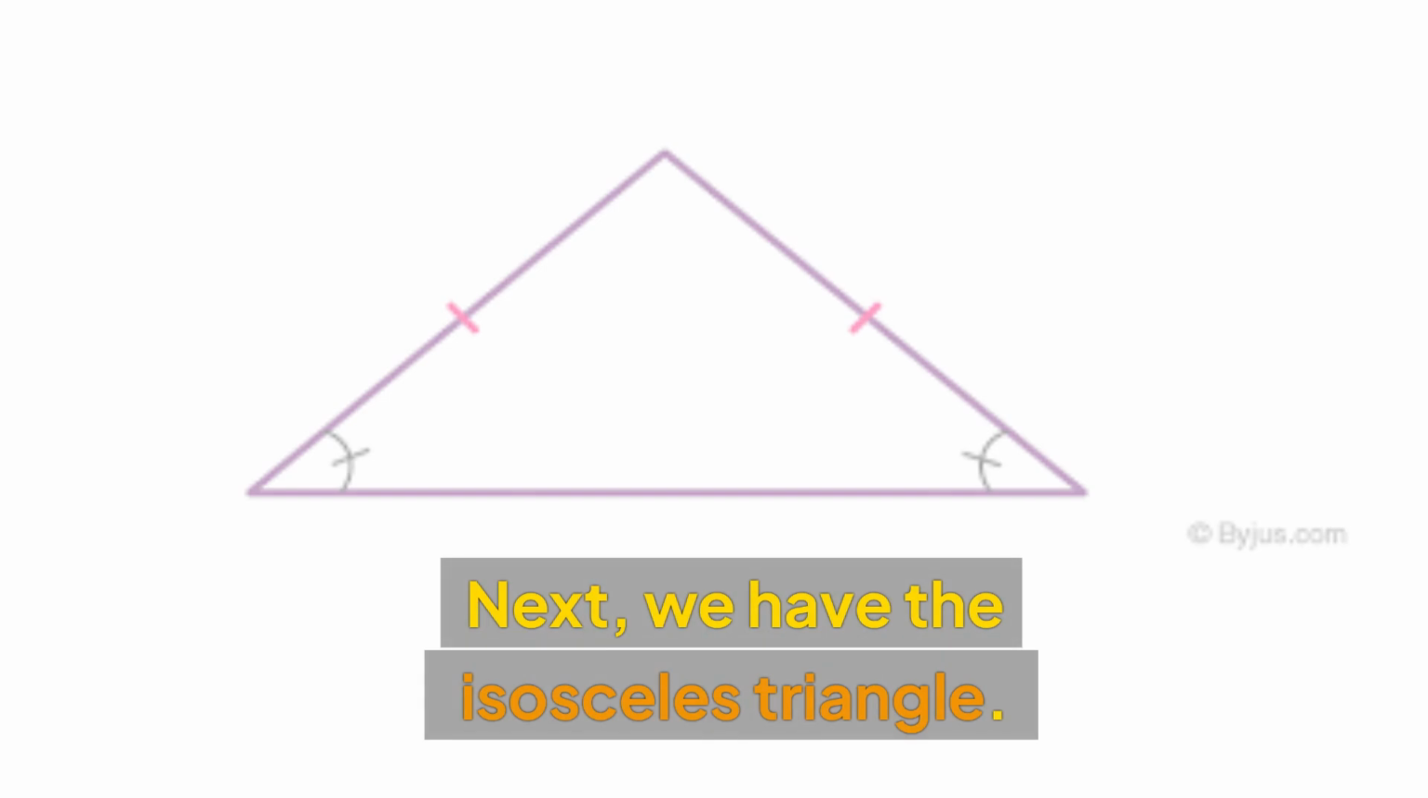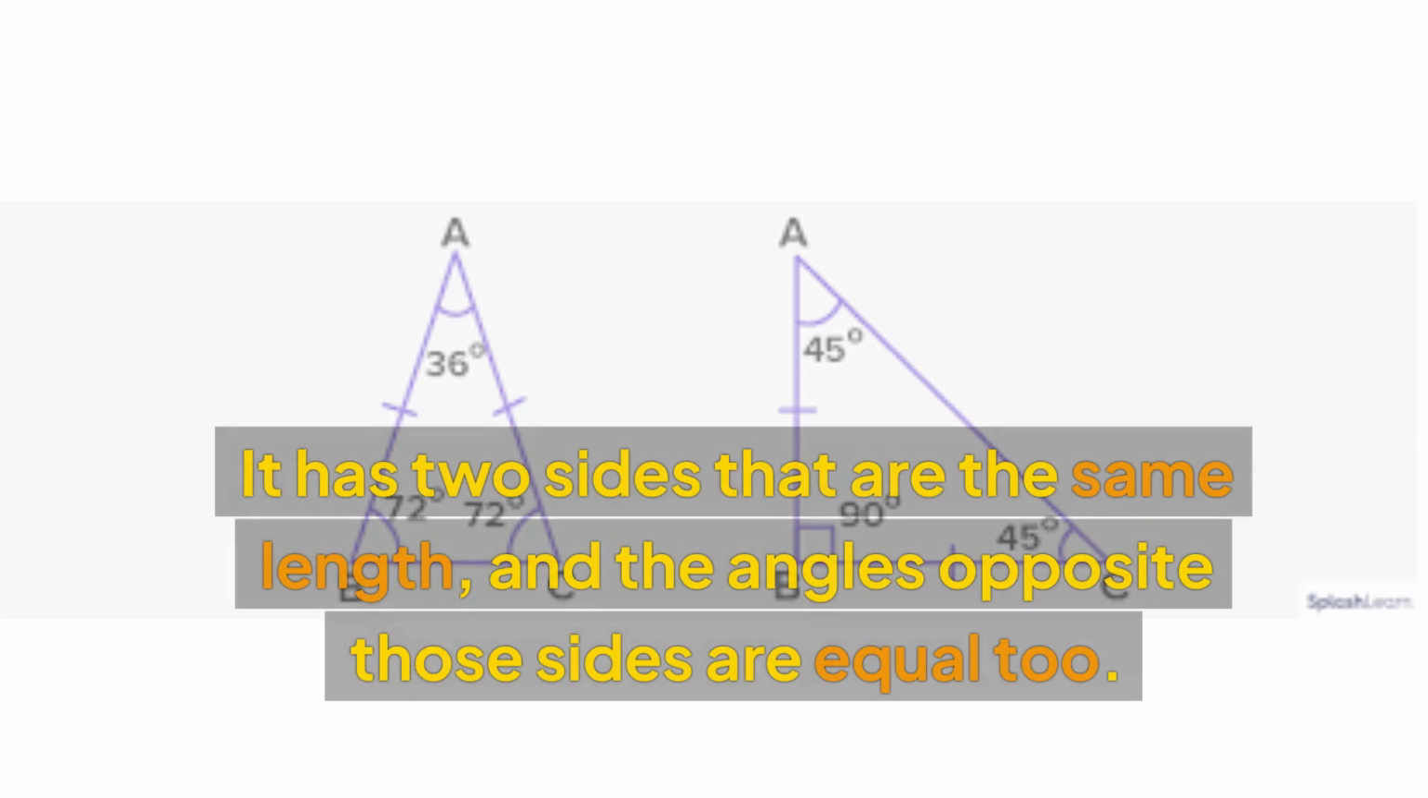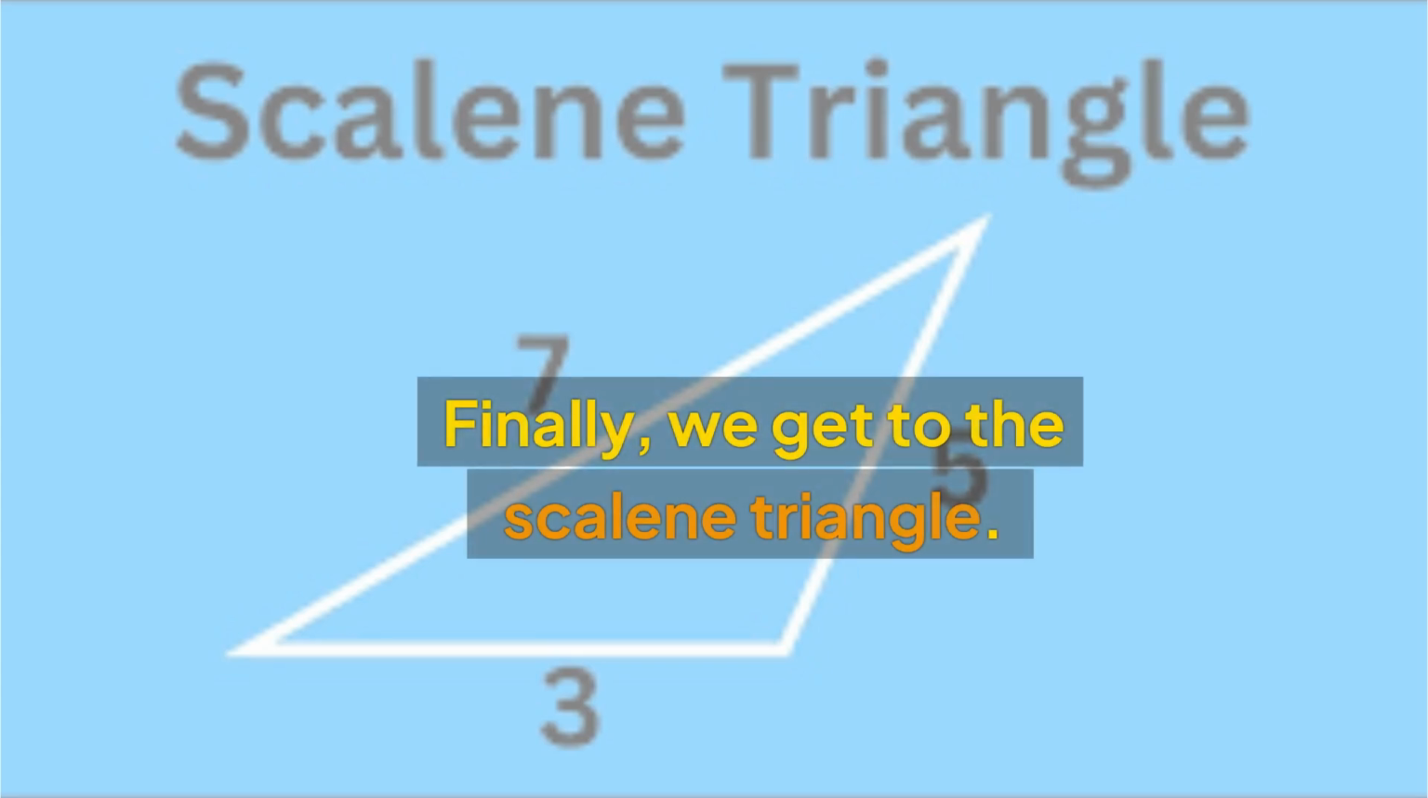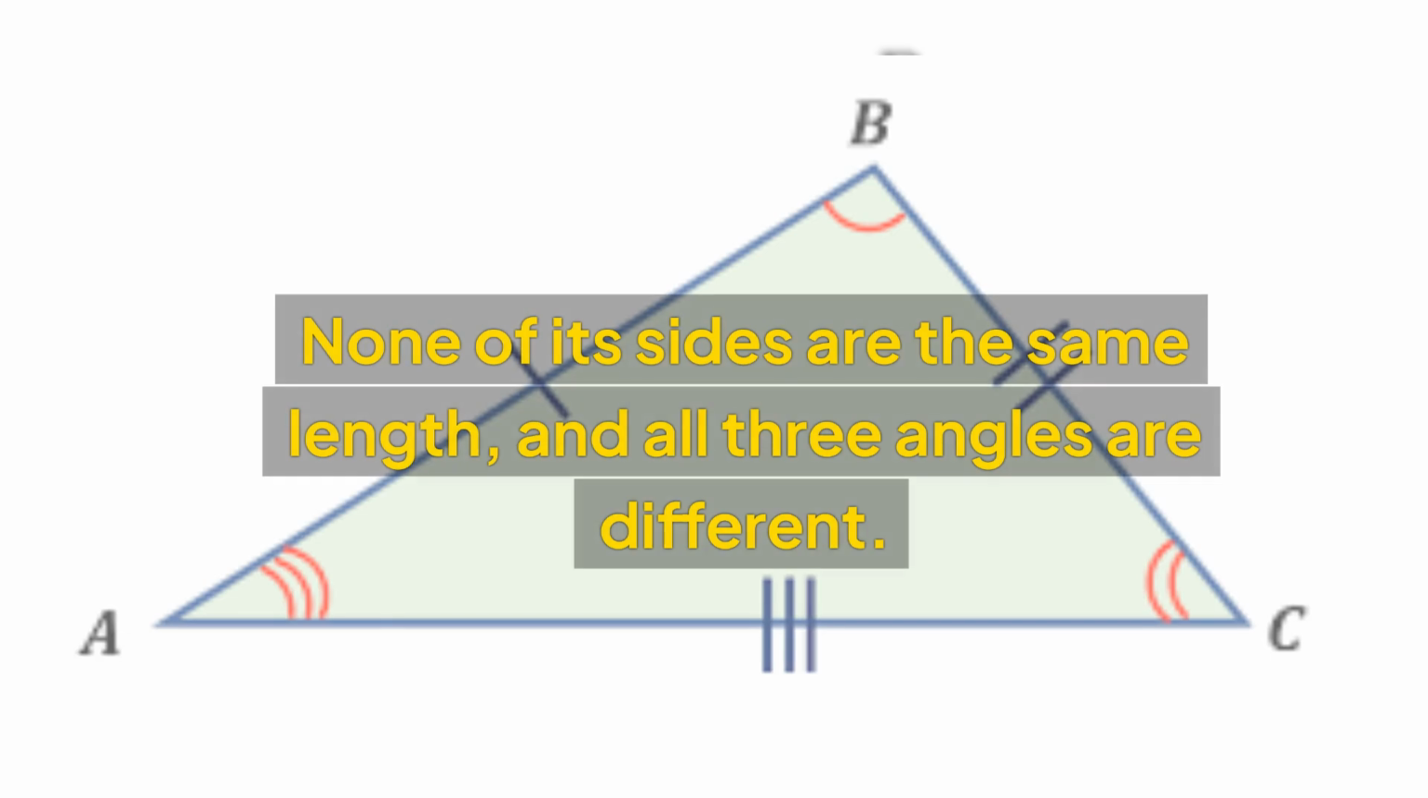Next, we have the isosceles triangle. It has 2 sides that are the same length, and the angles opposite those sides are equal too. Finally, we get to the scalene triangle. None of its sides are the same length, and all 3 angles are different.